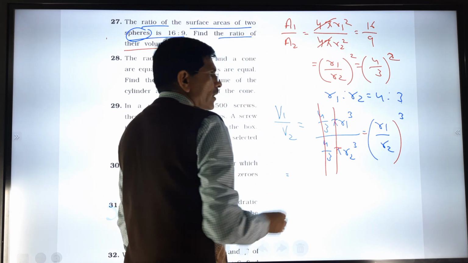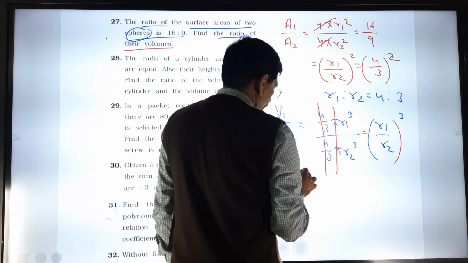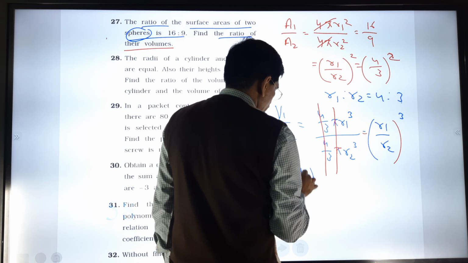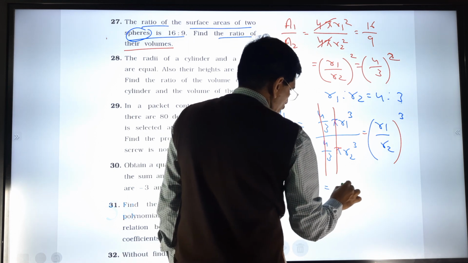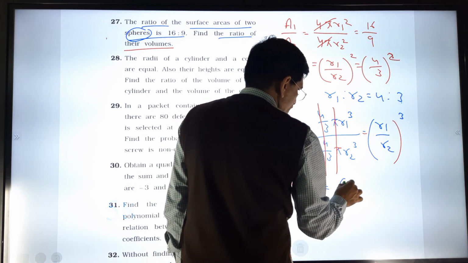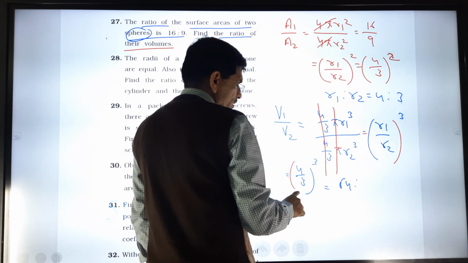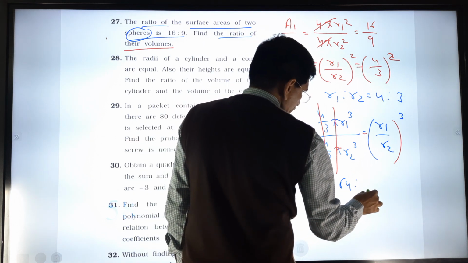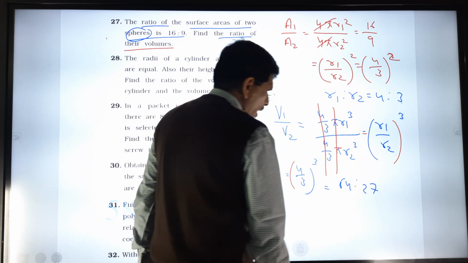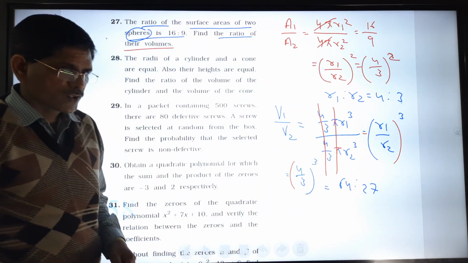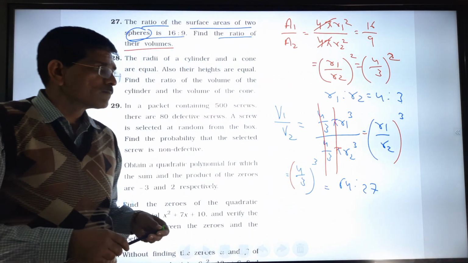Now if I write R1 upon R2, we already have that as 4 by 3, whole to the power 3. So 4 to the power 3 is 64, and 3 to the power 3 is 27. So the answer is 64 ratio 27.